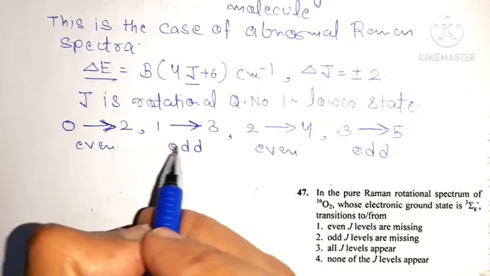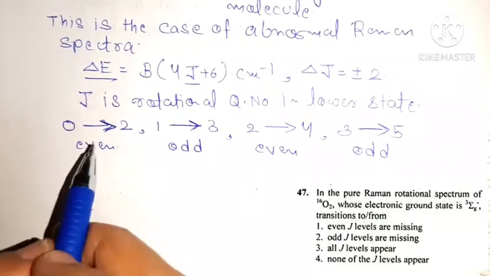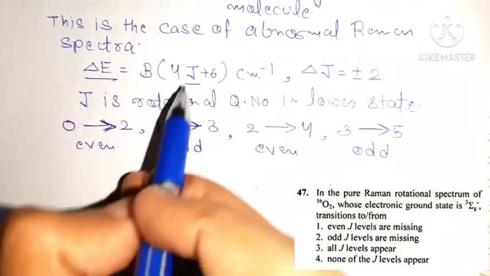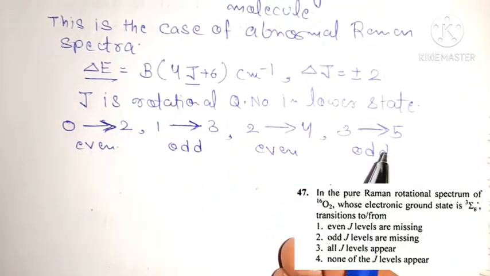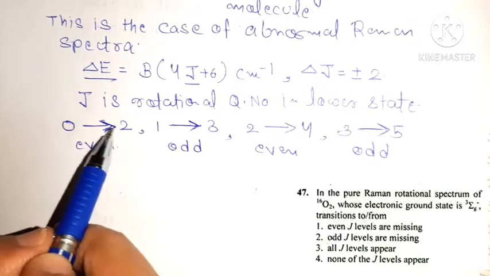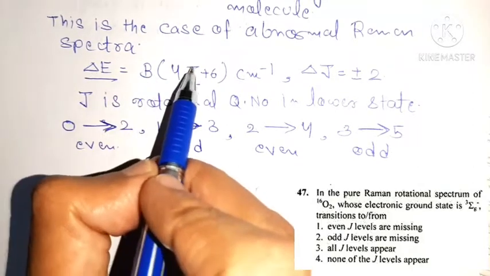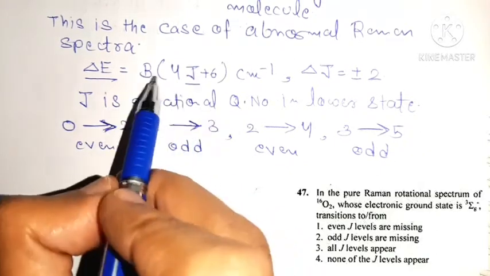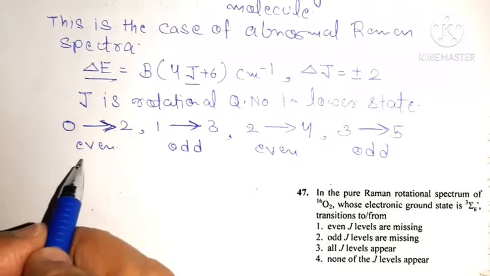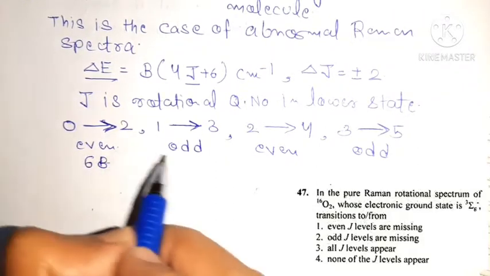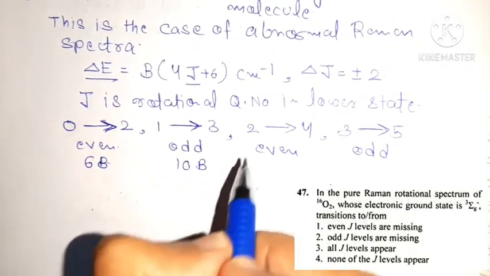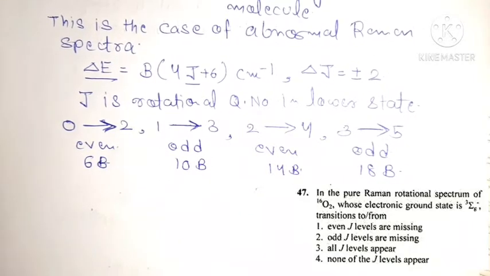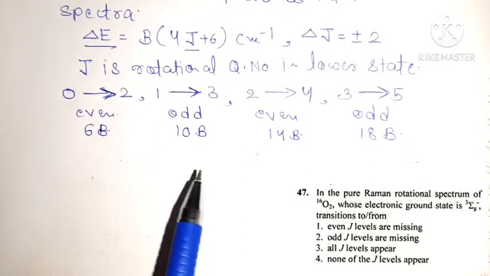Okay, now the energy difference between these transitions. See here the delta E value is B into 4J plus 6 centimeter inverse, where J is the rotational quantum number of the lower state. So from 0 to 2, in the place of J we place 0, so 0 plus 6, that is 6B centimeter inverse. The next is 10B centimeter inverse. Next is 14B centimeter inverse, and next is 18B centimeter inverse. These are the possible transitions.